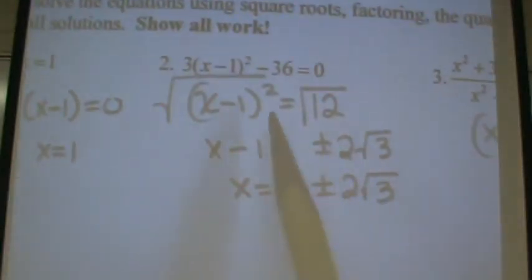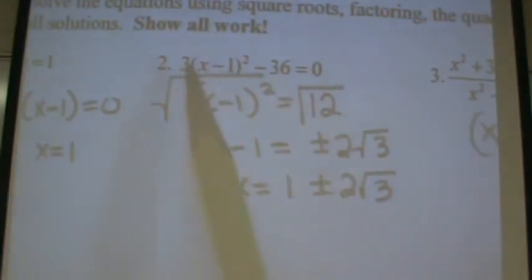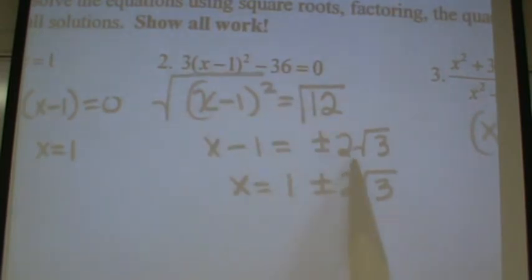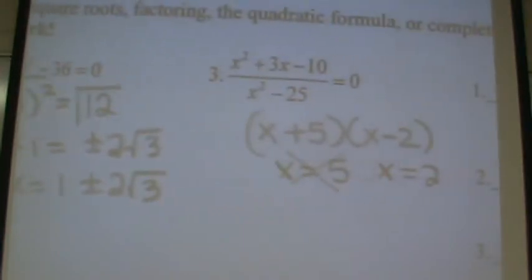what are the steps involved in solving these? You're going to add 36, divide by 3, you get 12, take the square root of both sides, you get plus or minus 2 root 3, and then add 1. Do you remember this? There's a lot of questions on chapter 2, this part, so make sure you get this one.